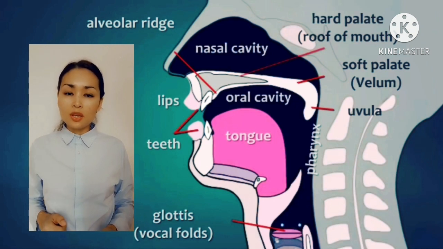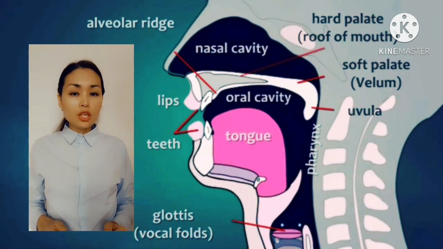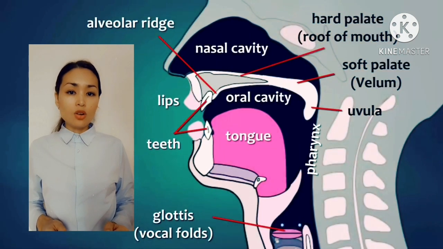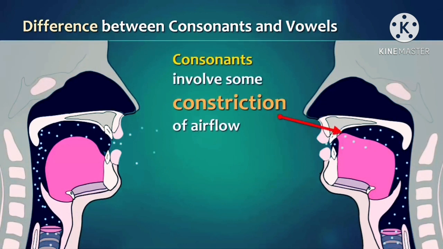Today we're going to speak about articulation of English sounds. Just a note, in this video we'll be focusing on the phonetics of spoken language and more specifically vowels and consonants. So, what's the difference between consonants and vowels, you might ask? Well, basically consonants involve some constriction of airflow, whereas vowels do not.